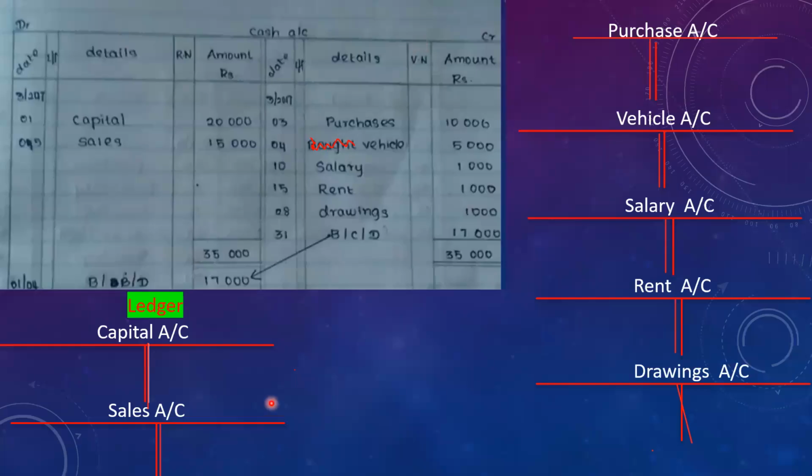Now double entry and the ledger have a connection. What is double entry we learned? A transaction to be recorded in two accounts as debit and credit at equal amount. Simply say, a transaction to be recorded in debit and credit.